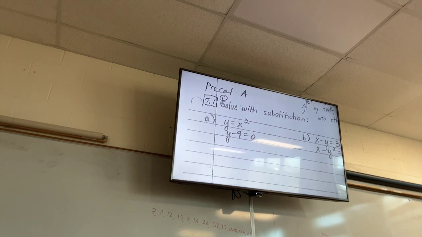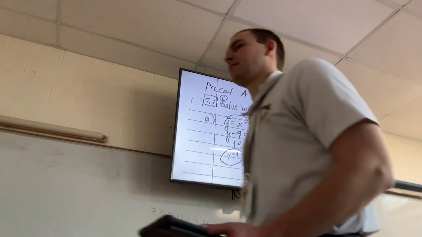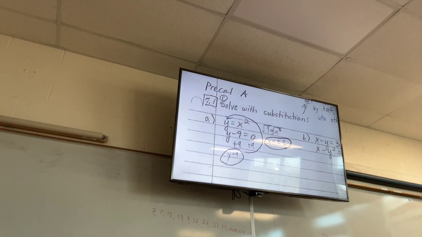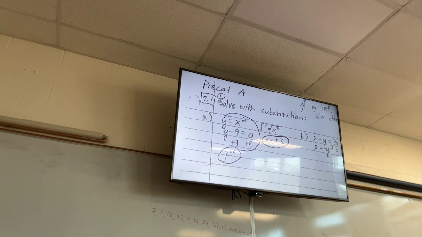All right, so for this first one, let's get y by itself. So add 9 to both sides. Get y equals 9. All right, that's part of our solution. Then I plug that 9 into here. I get 9 equals x squared. Take the square root of both sides. X equals plus or minus 3. Questions? Comments? All right, B.